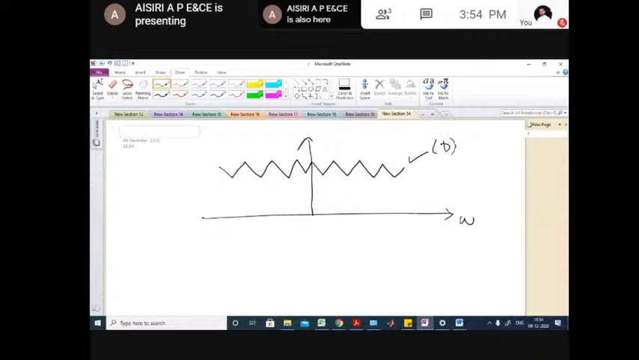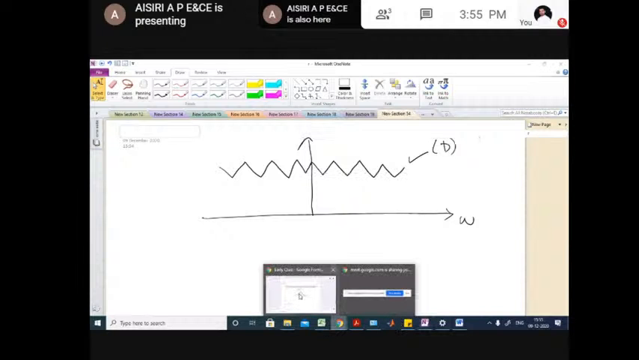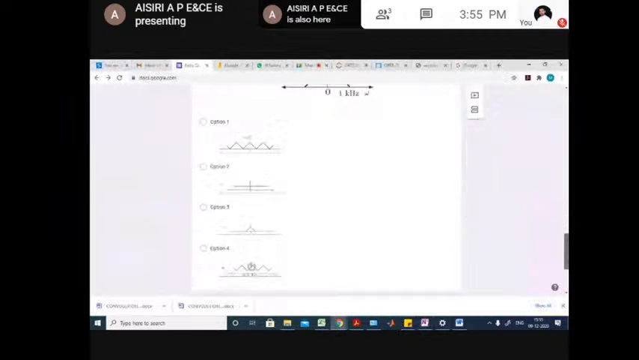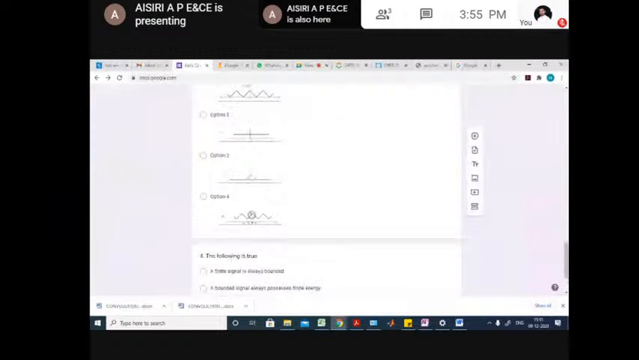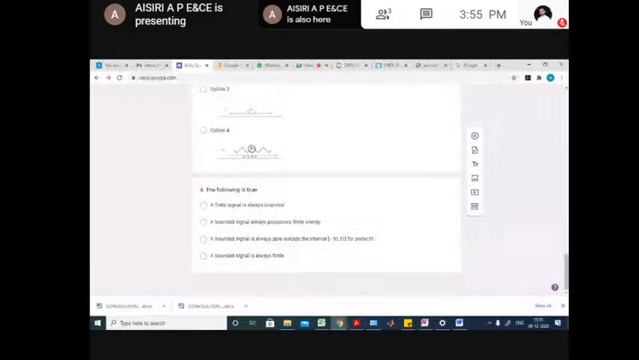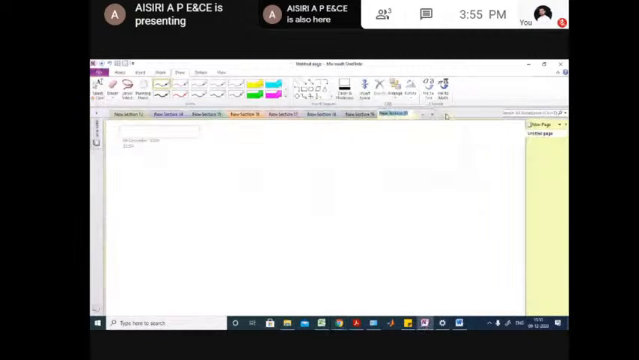So this is about the next question. So next we had, the following is true. So we have been given a few statements regarding signals. The first statement says the finite signal is always bounded. So let's see, is it true or what is the condition? The first condition says, the finite signal is always bounded.